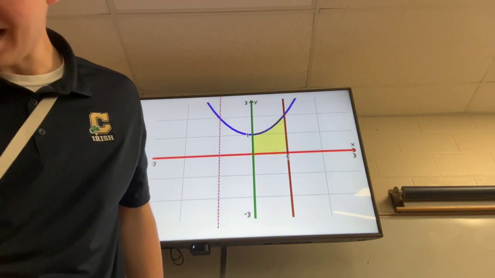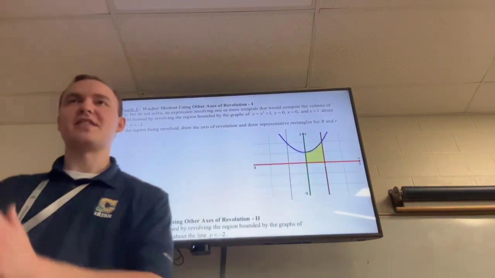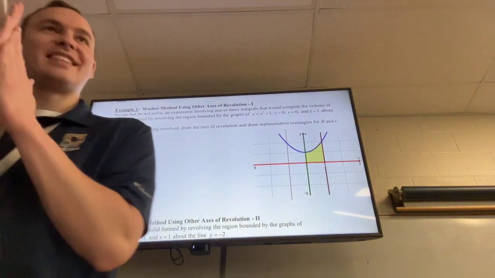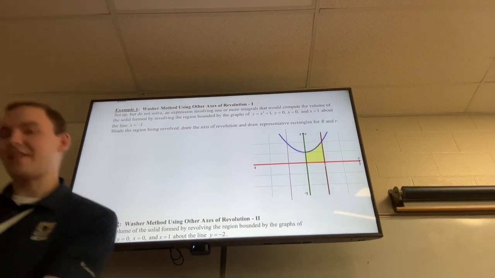All right, so here's how you do this one. How do I want to explain this? What am I going to go with? Got to make a game time decision here. Vertical washer. So we're going to do, okay, there you go. That's a good way to do it.